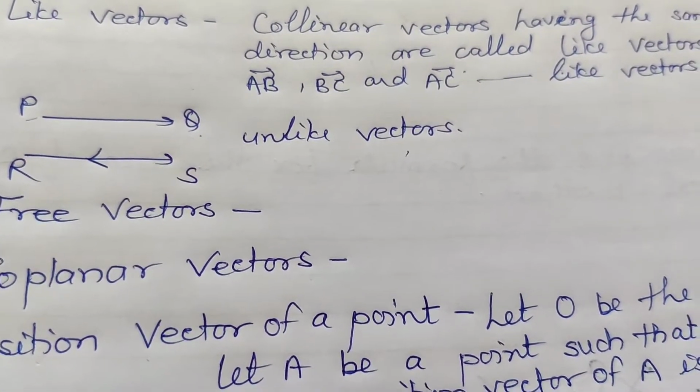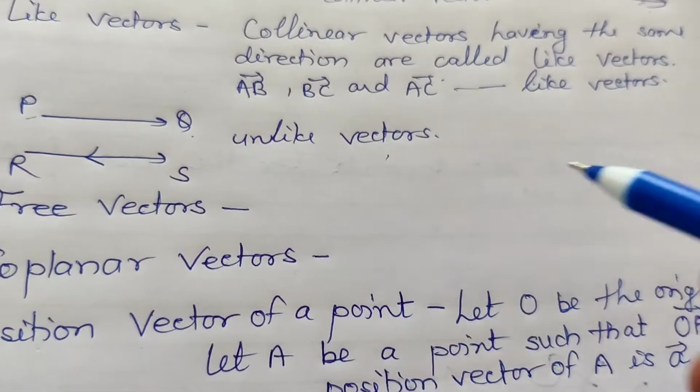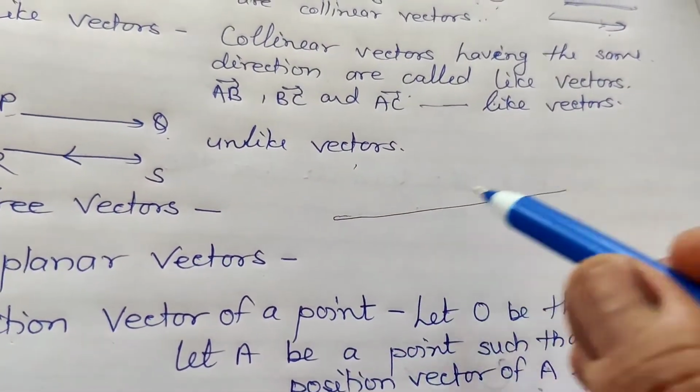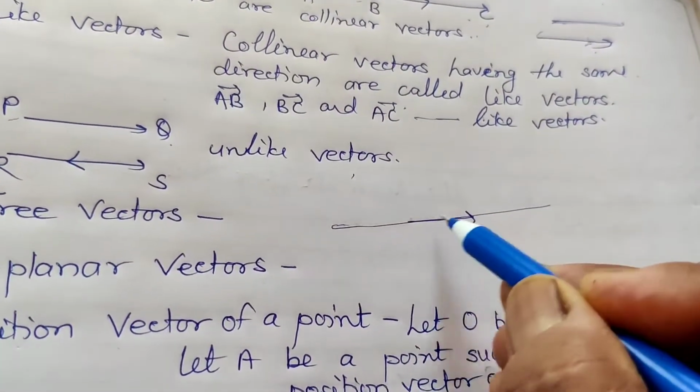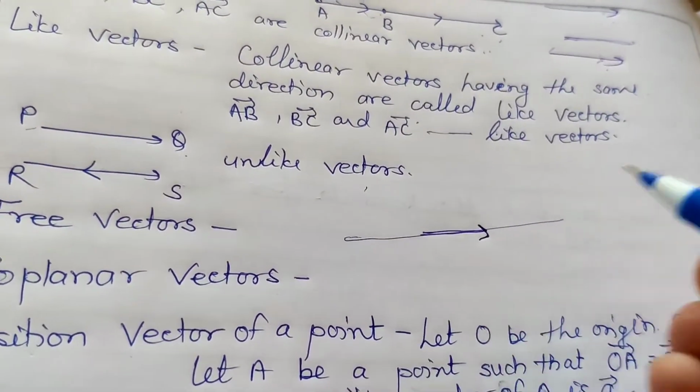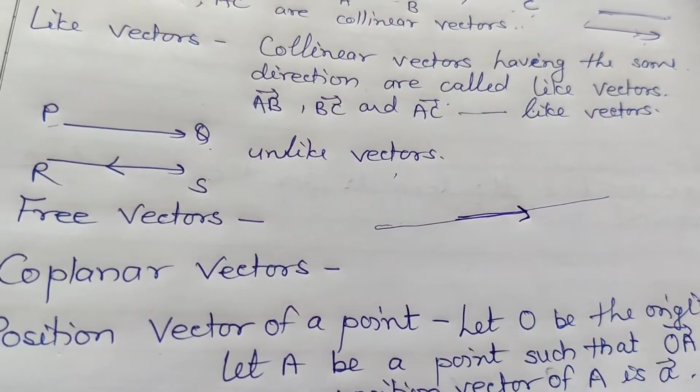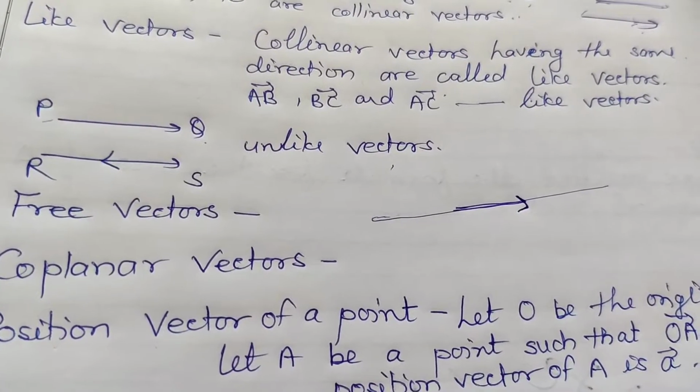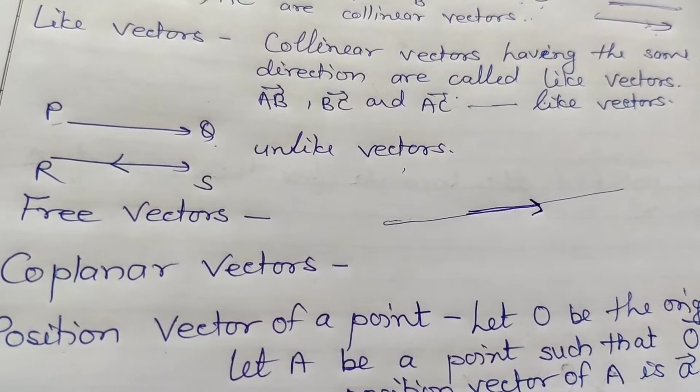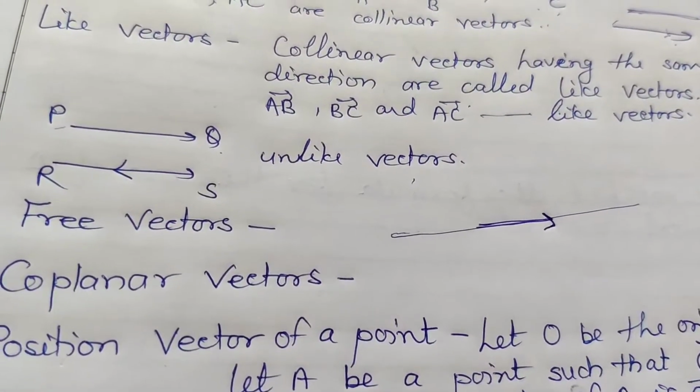Free vectors. Those vectors which do not have a fixed initial point. Like this, a terminal line and start like here. These are the free vectors. Coplanar vectors. All the vectors in the same plane are called coplanar vectors.